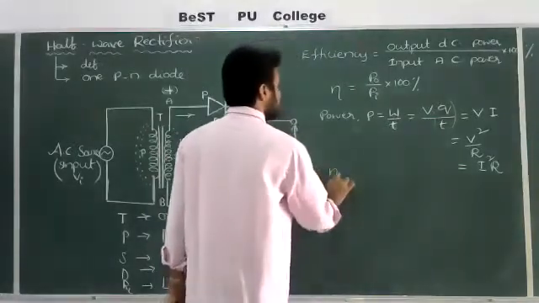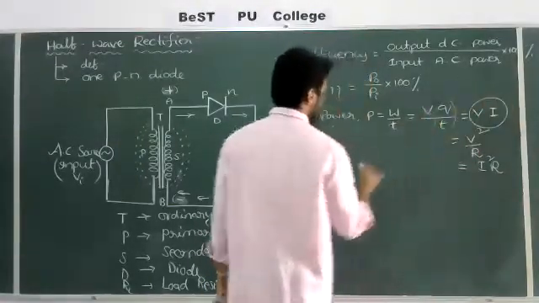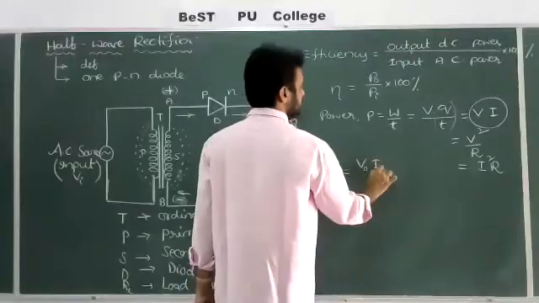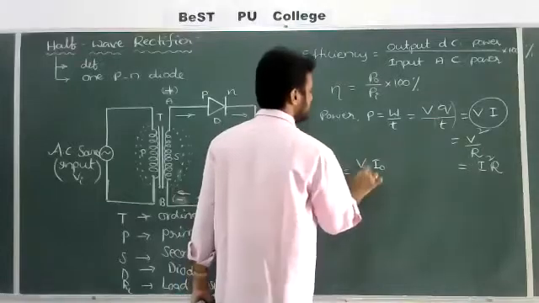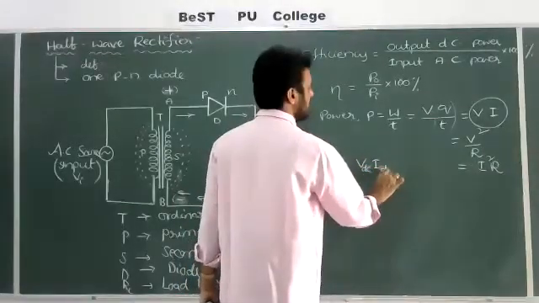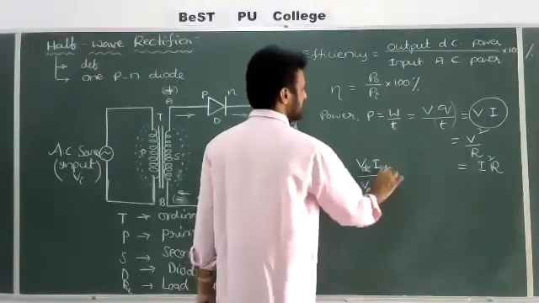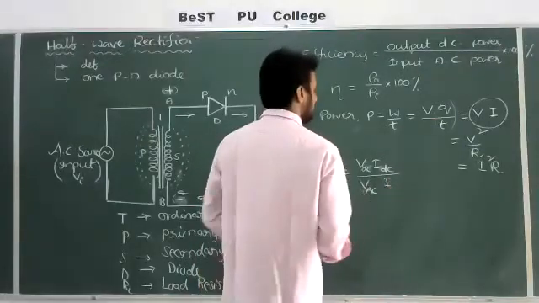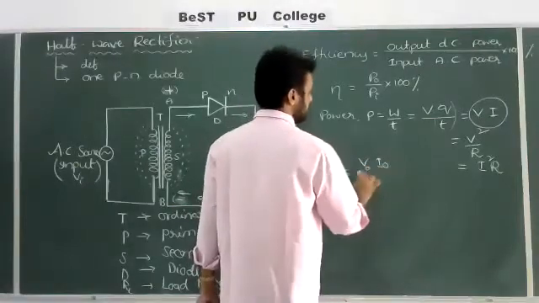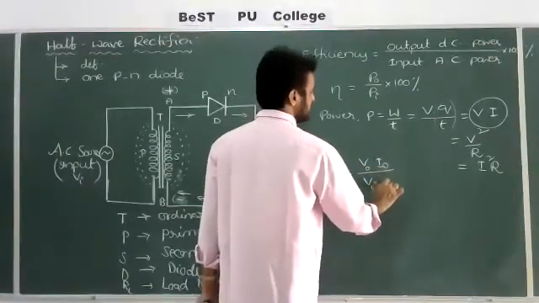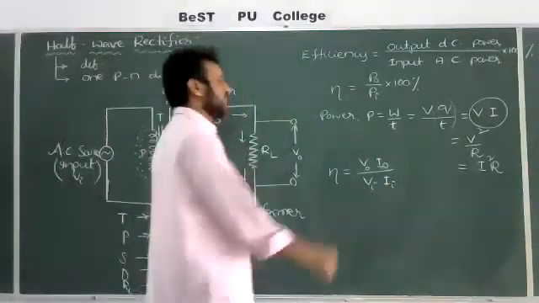Now I'll write eta is equal to output power divided by input power. Taking VI, that is V naught into I naught, where V naught is the output DC, or we can also write VDC into IDC divided by VAC into IAC. Or if you want to write only simple letters, it is equal to V naught into I naught by VI into 100%, where I indicates the input value.